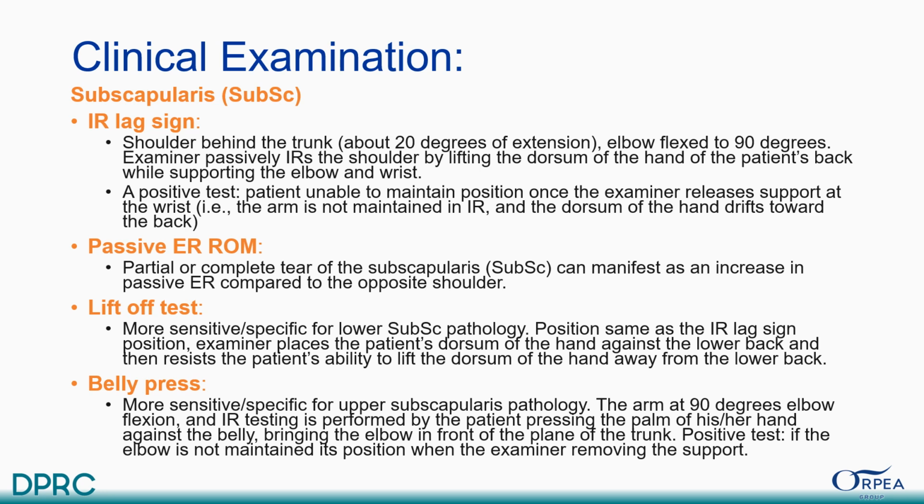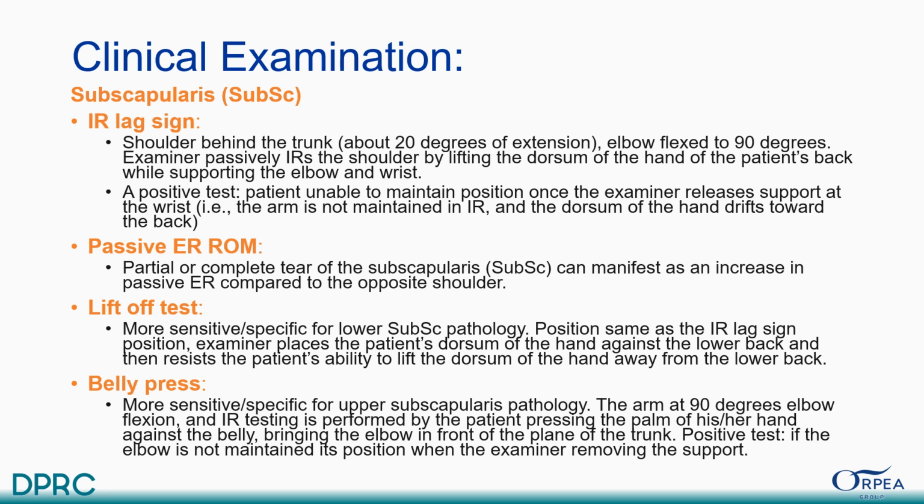Positioning is the same as the internal rotation lag sign, that is, shoulder behind the trunk about 20 degrees of extension and elbow flexed to 90 degrees. The examiner places the dorsum of the patient's hand against the lower back. So here the hand is kept against the lower back and then the examiner resists the patient's ability to lift the dorsum of the hand away from the lower back.